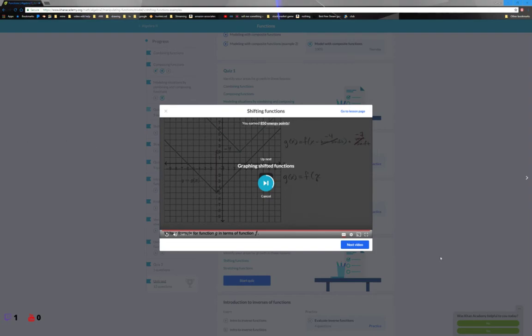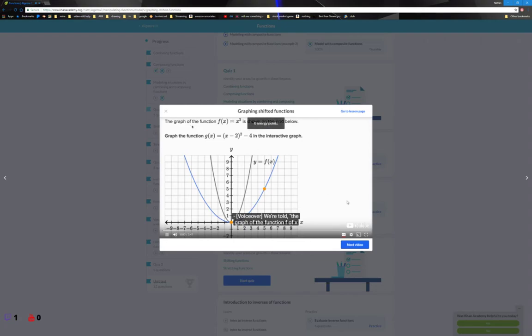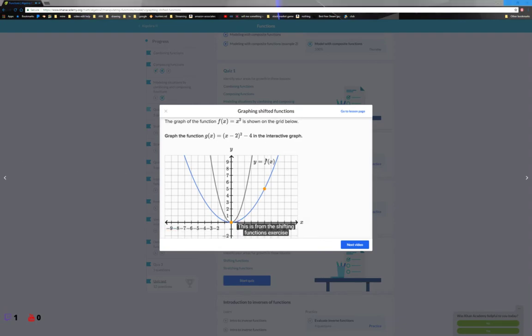Alright, so now we're going to watch the video on graphing shifted functions and then do the practice problems. We're told the graph of the function f of x is equal to x squared. We see it right over here in gray. Is shown in the grid below. Graph the function g of x is equal to x minus 2 squared minus 4 in the interactive graph. And this is from the shifting functions exercise on Khan Academy.